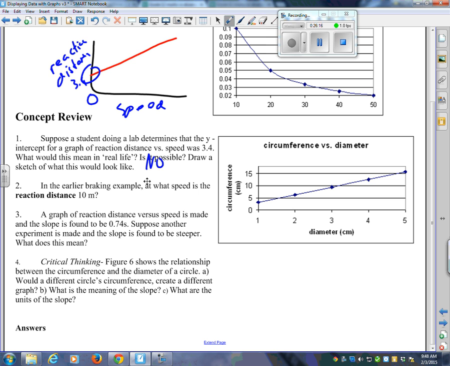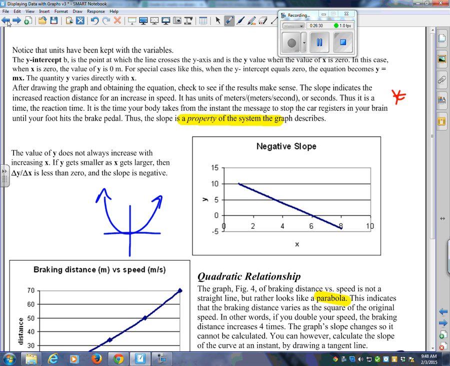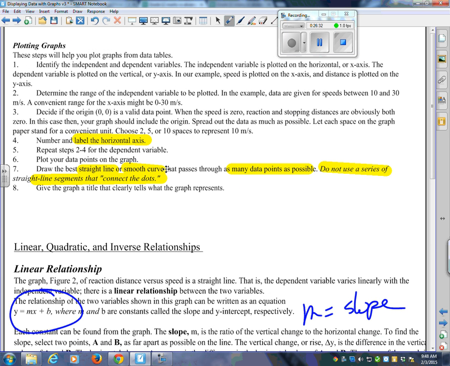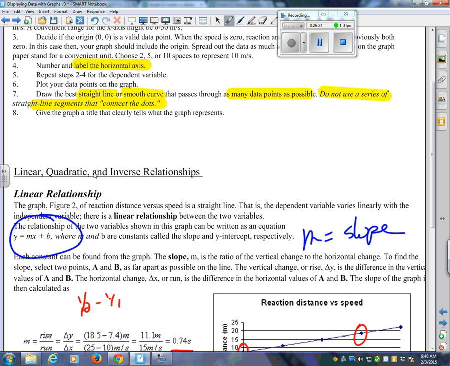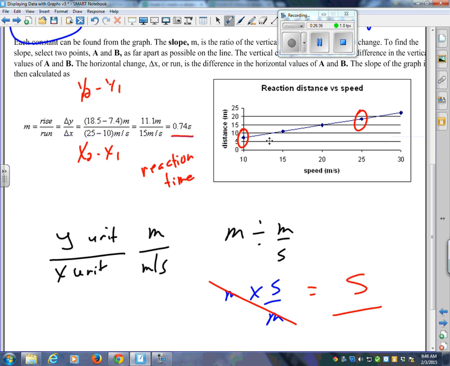Number 2 is actually easier. In the earlier braking example, at what speed is the reaction distance 10? At what speed is the reaction distance 10? We're talking about, what line are we talking about? We're talking about this one. Reaction distance. At what speed is the reaction distance 10? 10, right there.